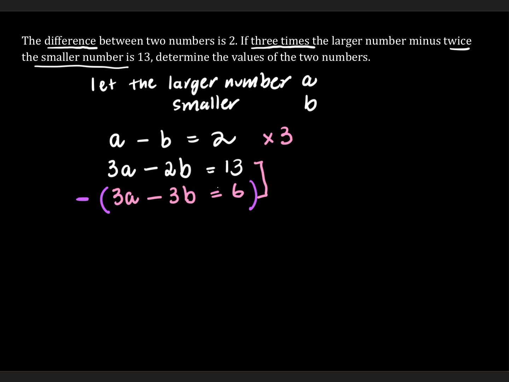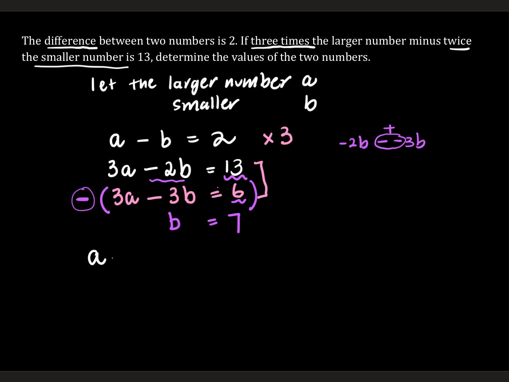3a take away 3a is 0. Watch the next one. Negative 2b take away negative 3b. Minus minus is plus. Minus 2b plus 3b gives us 1b, which is 13 minus 6. 13 minus 6 is 7. So I know that b is equal to 7.